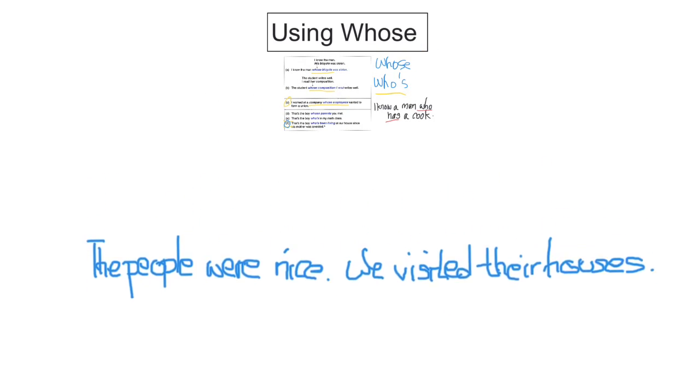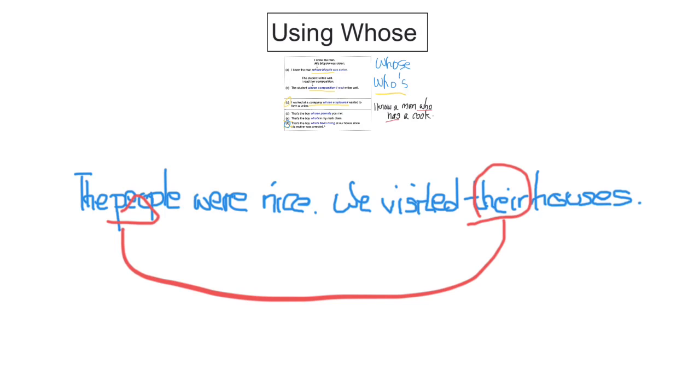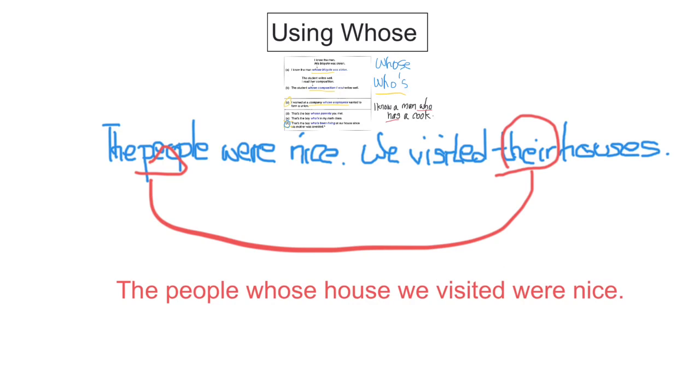Now let us pay attention to the following sentences. We'll combine the sentences and use the second sentence as the adjective clause. Their in the second sentence refers to the people in the first sentence. So the combined sentence will be, the people whose house we visited were nice. As in other forms of adjective clause, we have to make sure that the adjective clause pronoun directly follows the noun it refers to.